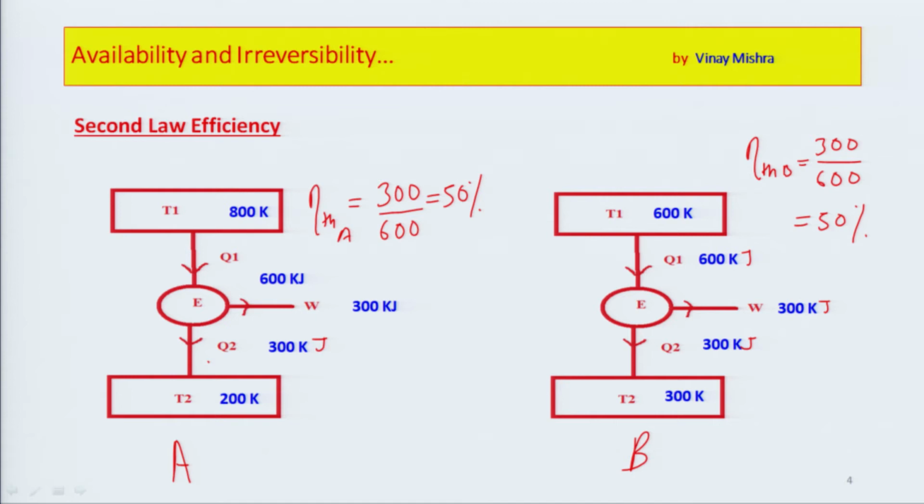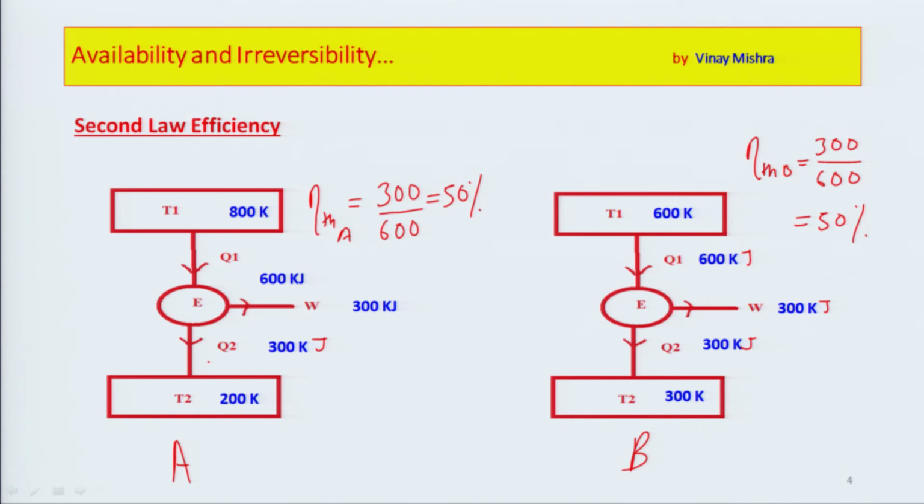Now, the most important point: this engine is working between 800 and 200 Kelvin. We are giving a certain amount of heat, equal to 600 kilojoule, the amount of work we are getting from the system is equal to 300 kilojoule, and the amount of heat rejected must be equal to 300 kilojoule. In this case, the working temperature limits are different. This is working under 600 Kelvin and 300 Kelvin. The work is 300 kilojoule, the heat input is 600 kilojoule, and the heat rejected to the surroundings is equal to 300 kilojoule.